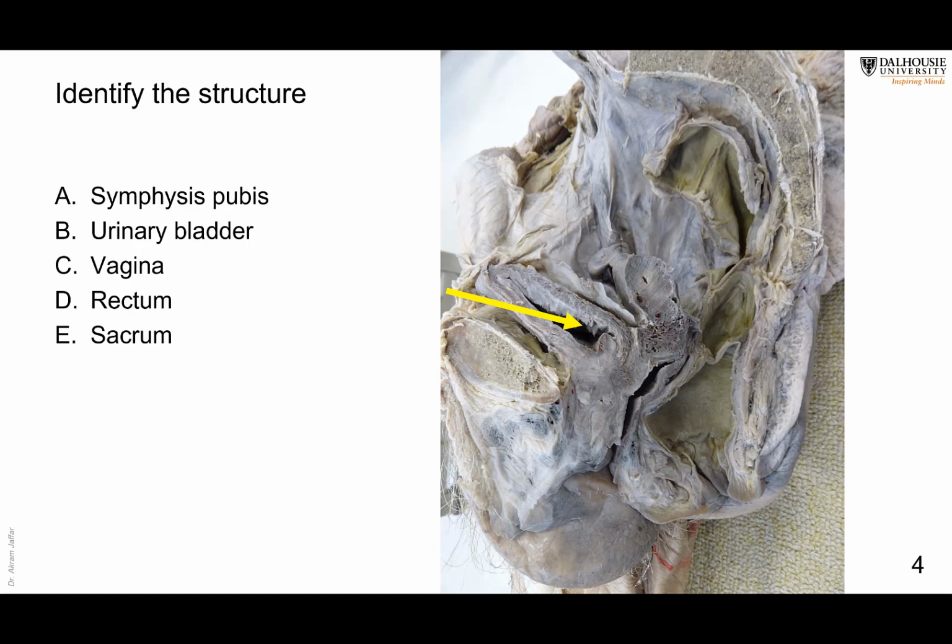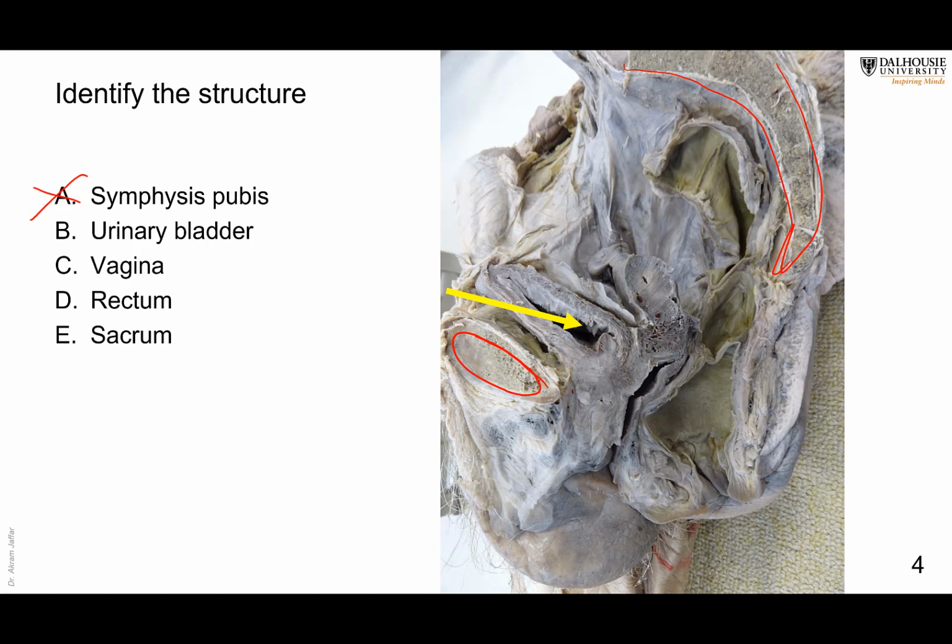Identify the structure. This is a mid-sagittal section of the pelvis. It's a female pelvis. You can see here, this will be the pubic symphysis in the midline, and this will be the sacrum and coccyx located posteriorly. So the marked structure is not the symphysis pubis. The symphysis pubis is located anterior to it.